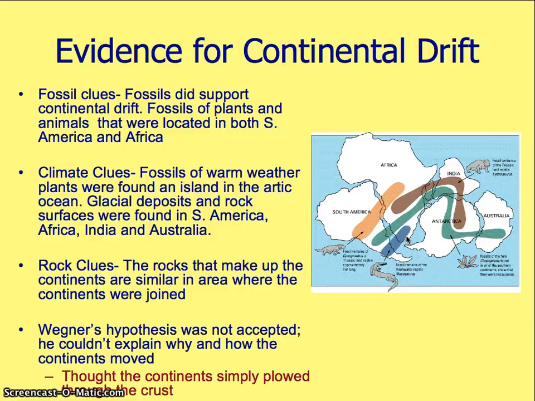Now, Wegener's theory was not widely accepted. In fact, it was actually widely rejected. The reason for that is that he couldn't explain how the continents moved. He thought the continents simply plowed through the crust, which today we realize is not true.